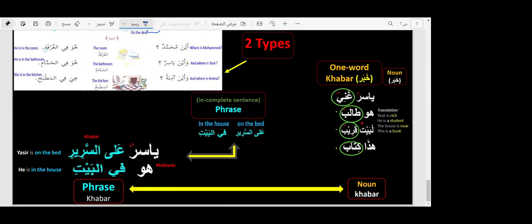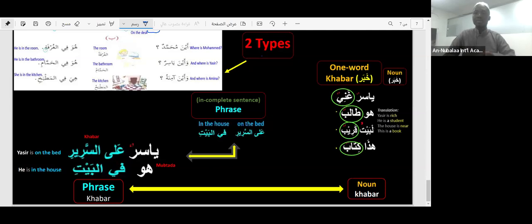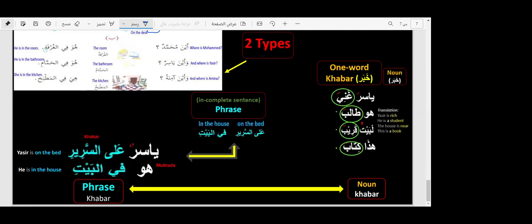Bismillah. You said we have two types of sentences. We have the jumlatu ismiya, which is the nominal sentence. That is the one that starts with a noun. Yasir ganiyun. And we also have jumlatu fi'liya, the one that starts with a verb.